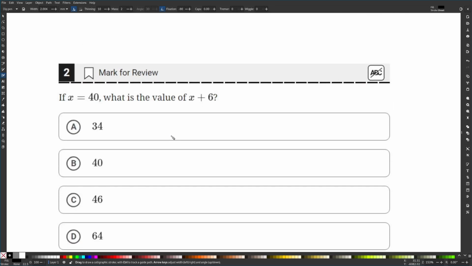If x equals 40, what is the value of x plus 6? You're telling us that x is 40, so you substitute it in, and we get 40 plus 6, which I hope you don't need a calculator for. That's equal to 46. So the answer is 46.